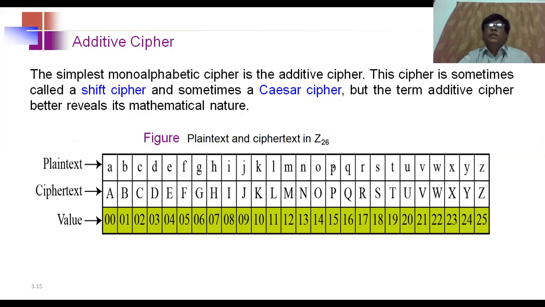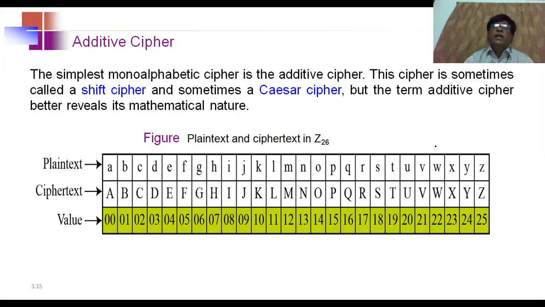Now come to the additive cipher in the substitution ciphers. Additive cipher is one of the ciphers. This cipher is sometimes called the shift cipher, or also called the Caesar cipher.